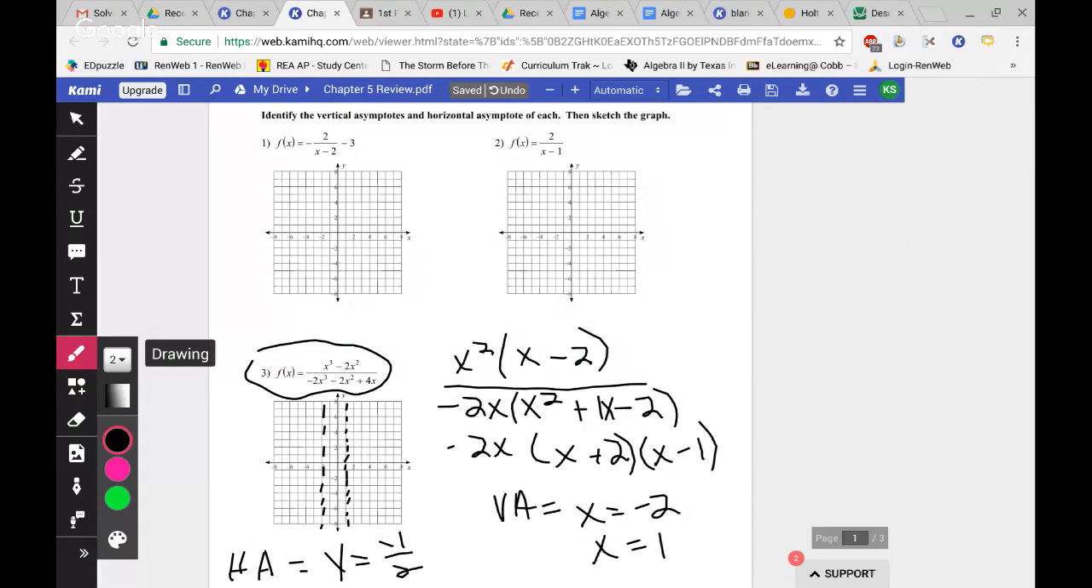Does everybody see that? That's going to be fun to graph. Yes. Just like that. Okay.